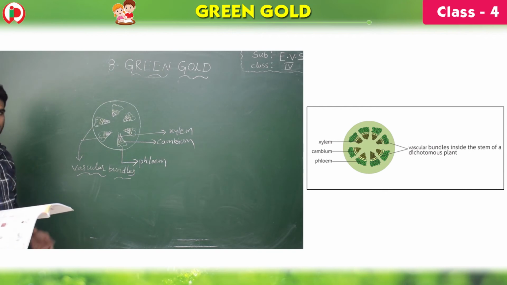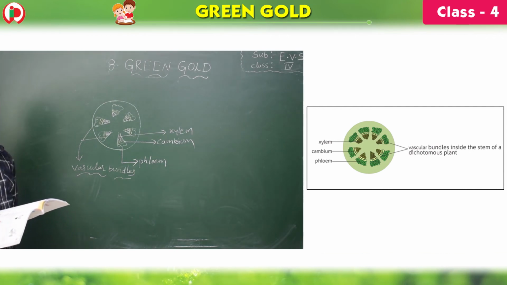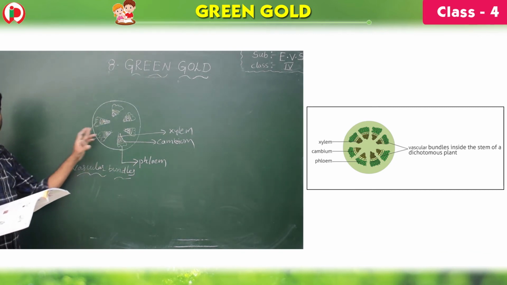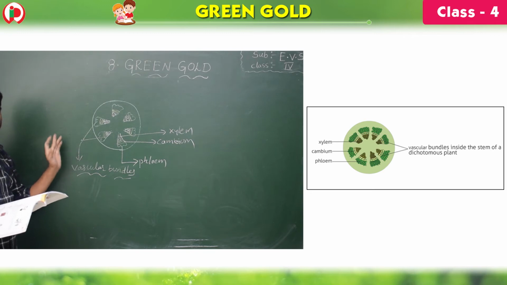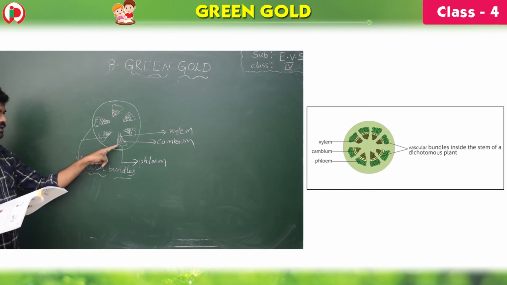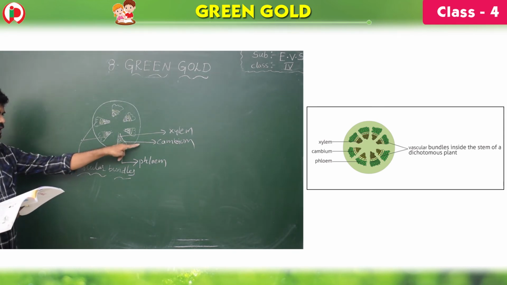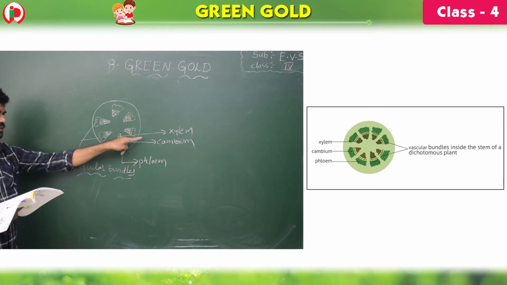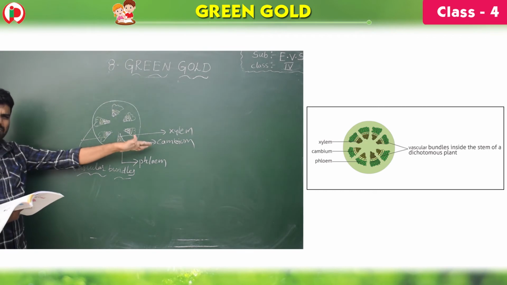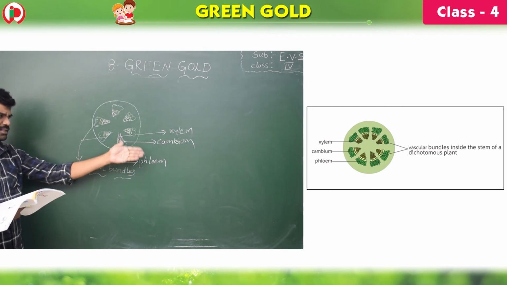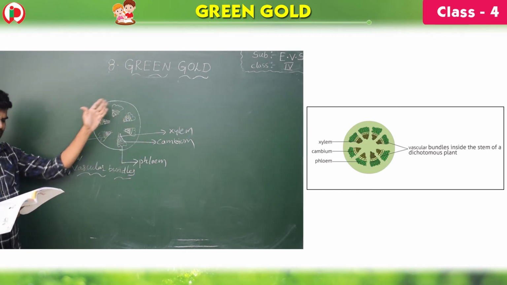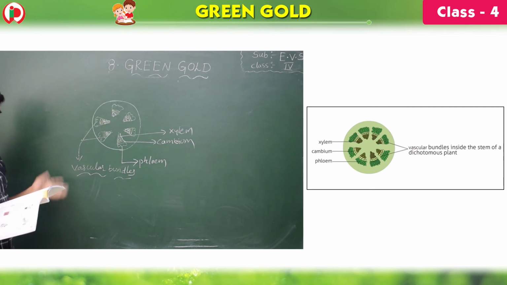Children, now see, this is a vascular bundle. Actually this is present in the stem, children. It has 3 parts mainly. See, the green colored one is called phloem, the yellow colored one is cambium, and this white colored one is xylem. These are the tissues, children, which are present in the dicot stem.